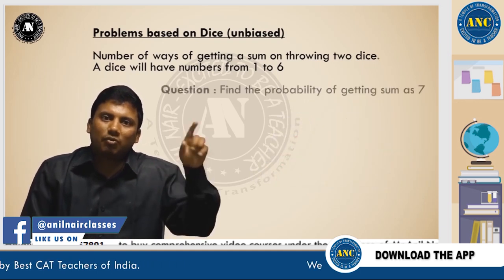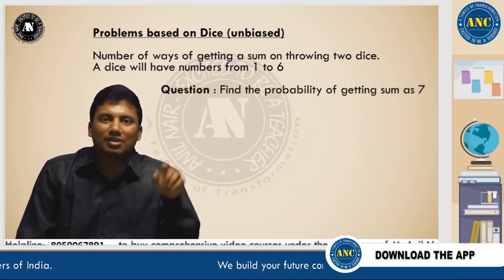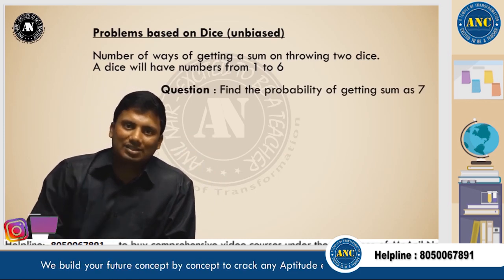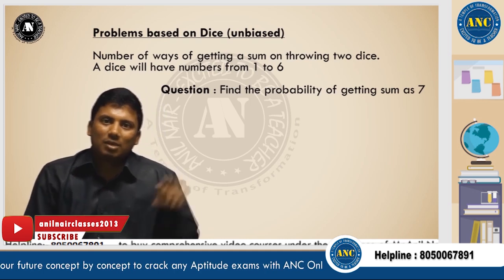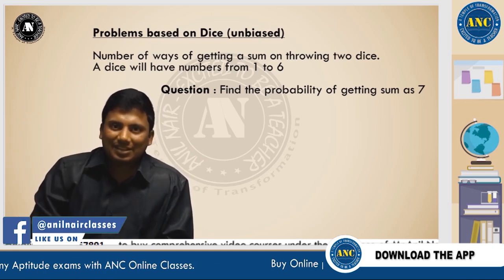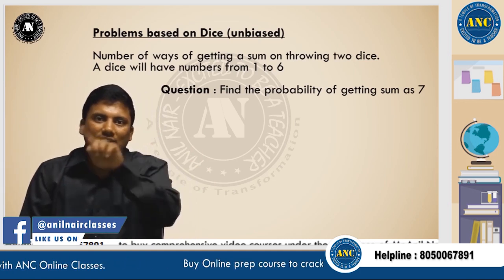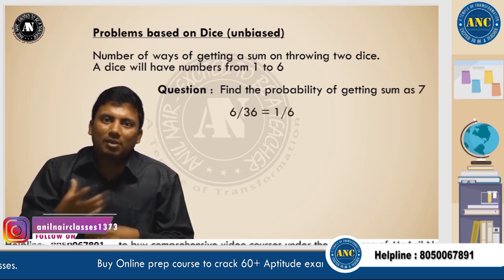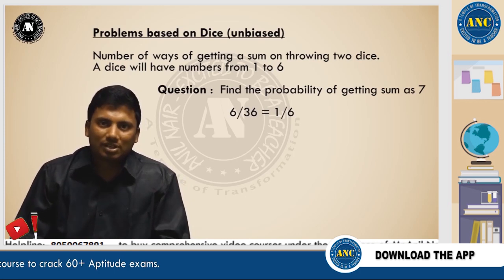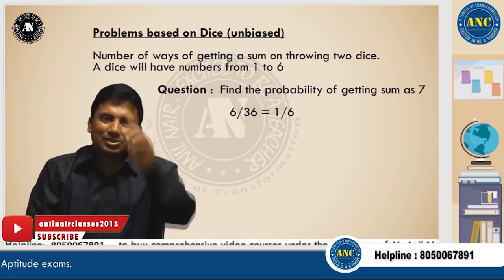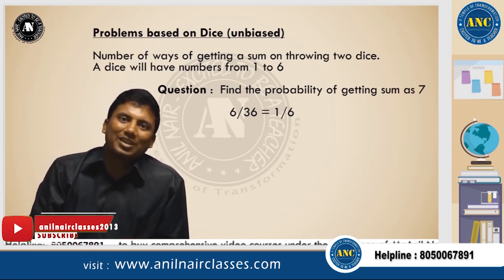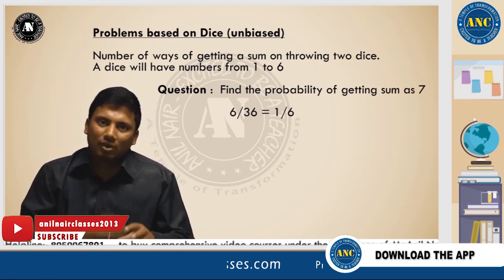First question, find the probability of getting sum 7. What do you mean by probability? Number of favorable cases by total number of cases. Probability of getting sum 7: what is there in the bracket? 6. They are the favorable cases. So the answer will be 6 divided by the total number of ways. If you roll any die, you will get any value from 1 to 6. Second time also 1 to 6. So 6 into 6, 6 by 36. What will be the answer? 1 by 6.